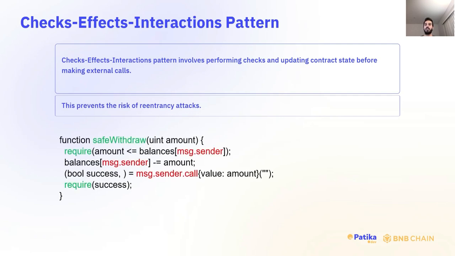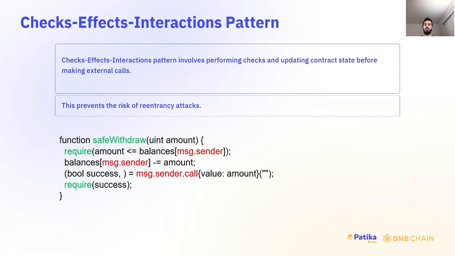In this example, we have a function called safeWithdraw and we are having a parameter with name amount. Here first we are requiring amount is smaller than the balance of the msg.sender so they can withdraw their token. Next, we are withdrawing balance, here subtracting the amount from the balance of the msg.sender, and here we are performing the interaction. After this call here, we have a tuple return, but we don't care about the other parts, but we care about this first variable here, which we called here success. If our call was successful, then this variable returns true, if not, then returns false.